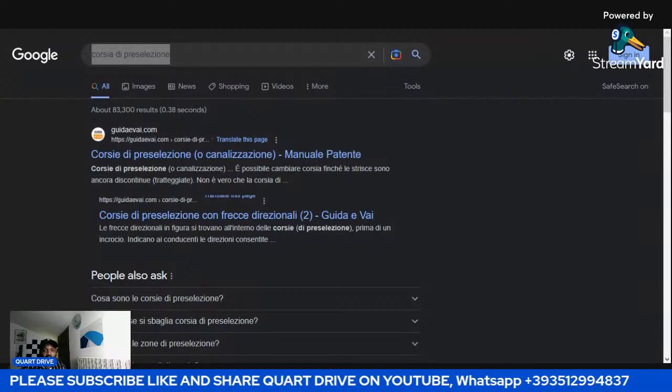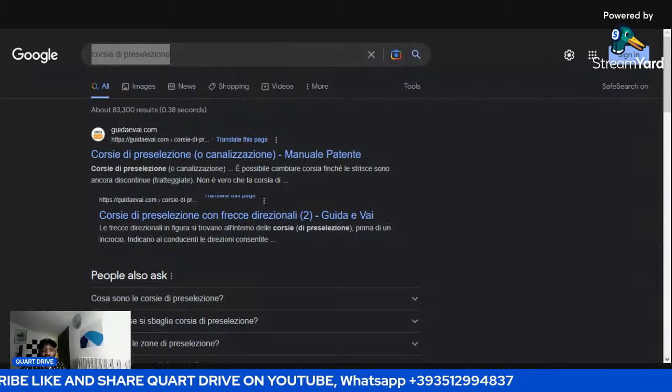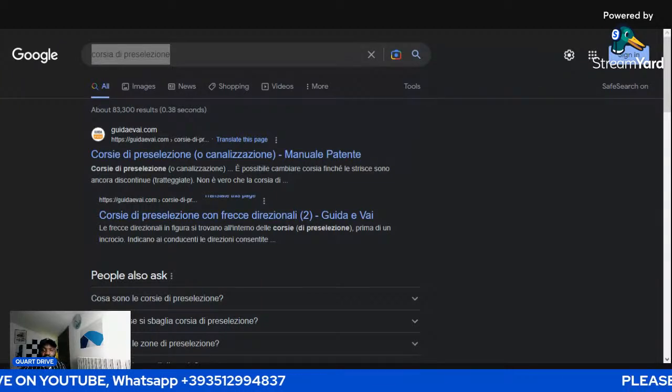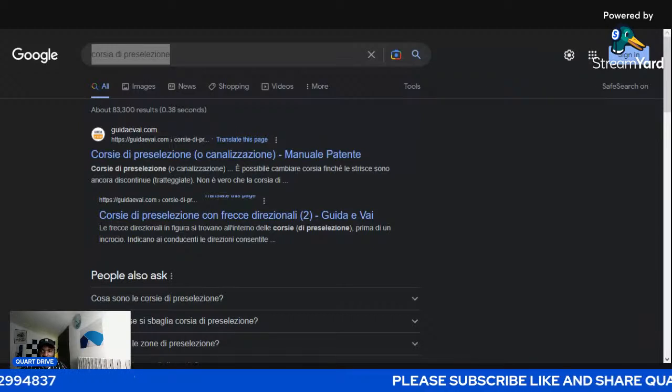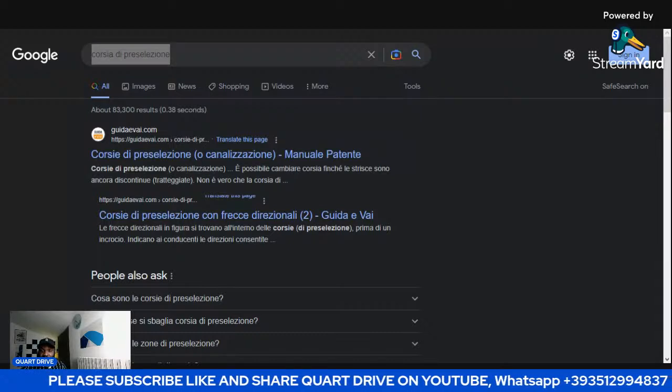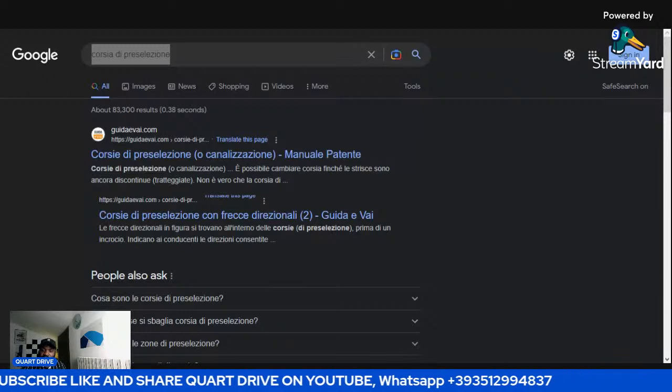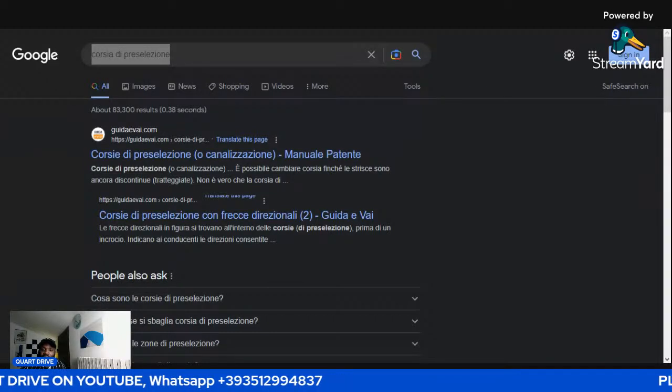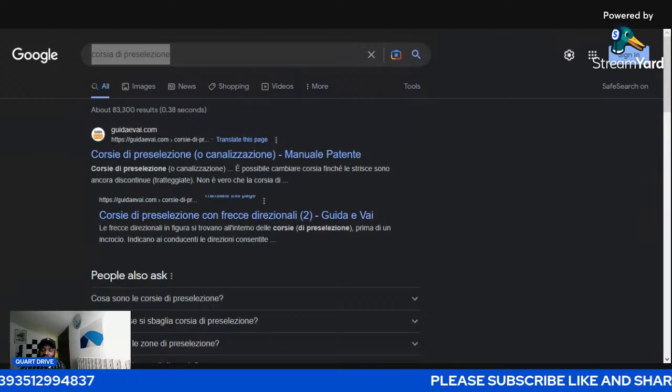So as you can see on your screen here, we're having this corsia here. So for example, this one that you are seeing here, which is what? Corsia di what? Preselezione. So if you are going to use your left lane, or you are going to curve to the left hand side, you have to make sure you have already taken the left hand direction before getting to where the linea is continua.